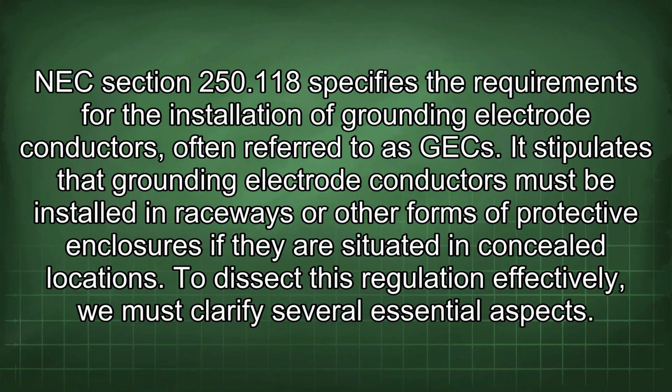NEC Section 250.118 specifies the requirements for the installation of grounding electrode conductors, often referred to as GEC. It stipulates that grounding electrode conductors must be installed in raceways or other forms of protective enclosures if they are situated in concealed locations. To dissect this regulation effectively, we must clarify several essential aspects.